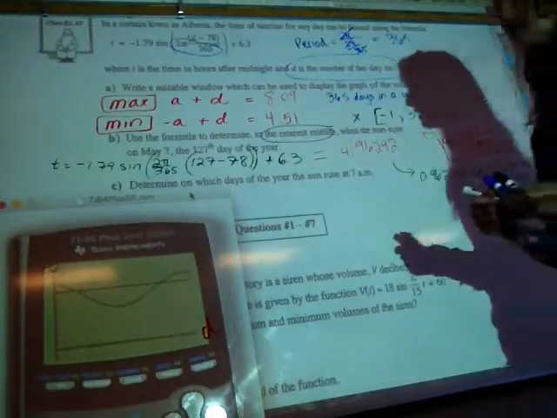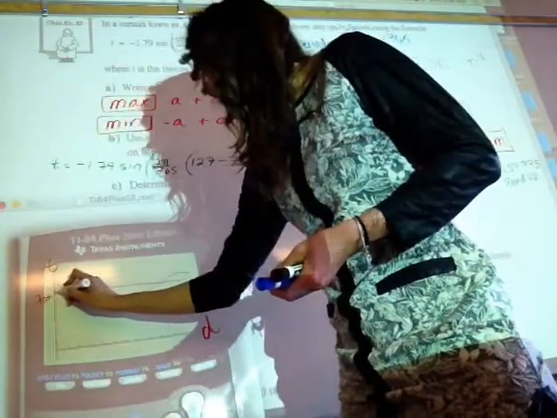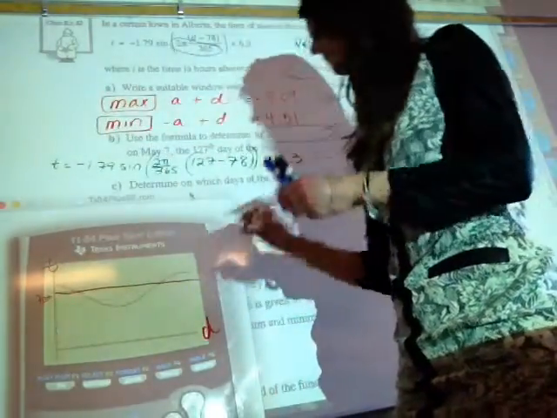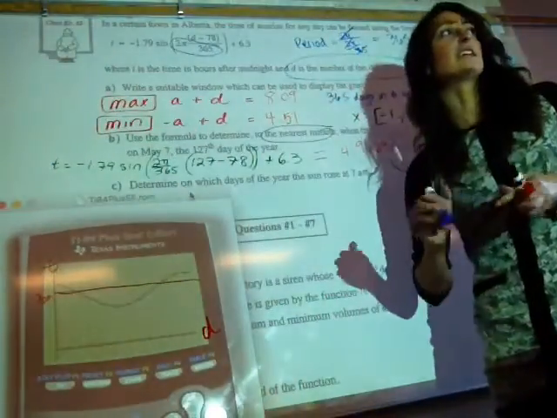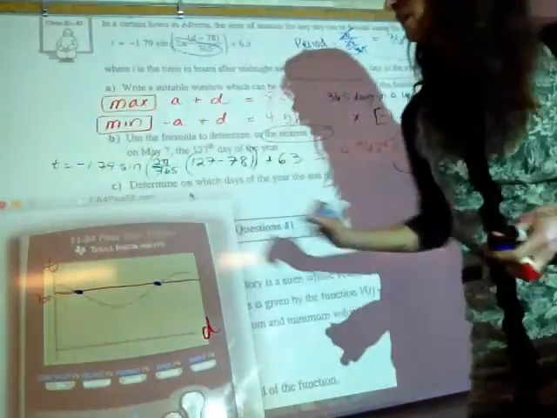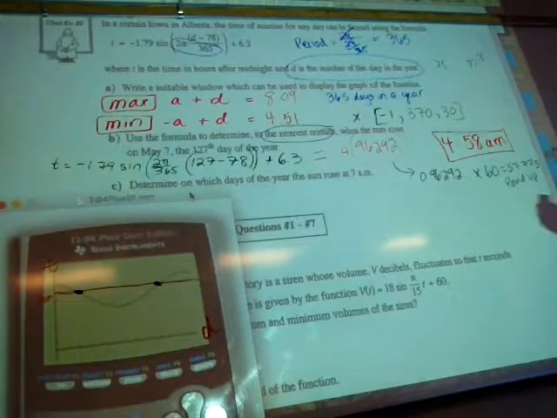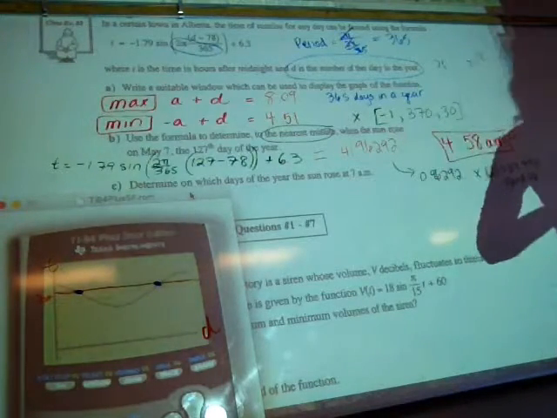Okay, so if this line represents 7 a.m. all the way across here, then there's going to be 2 days in the year, right here and right here, where the sun rises at 7 a.m. So to find those 2 days, we just need to use our intersection.